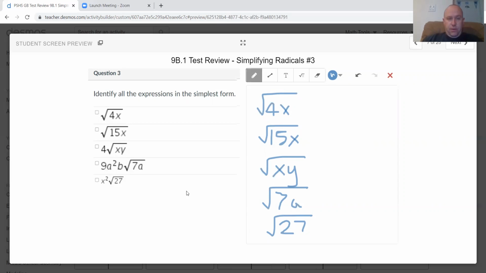So can't do that for this one. There are some on the outside, but that's not really important for this question. So we're simplifying radicals, so we're looking inside the square root part. Now, if you see any that don't have any numbers at all, then you know straight away that those ones are good and they're in simplest form.